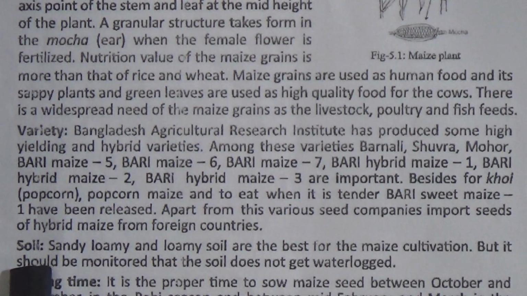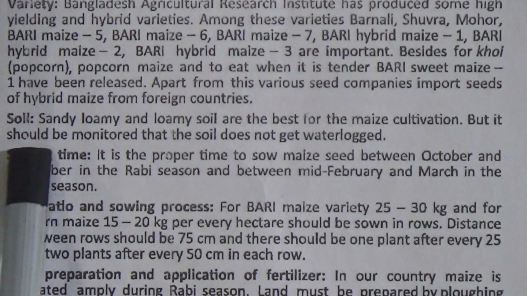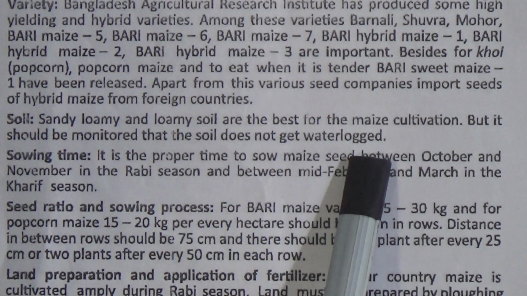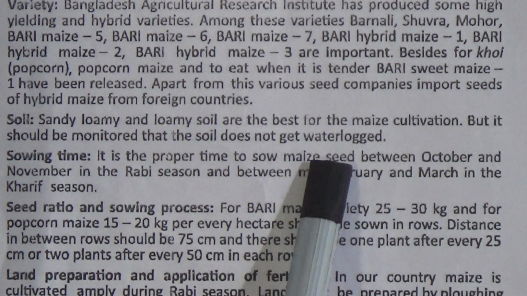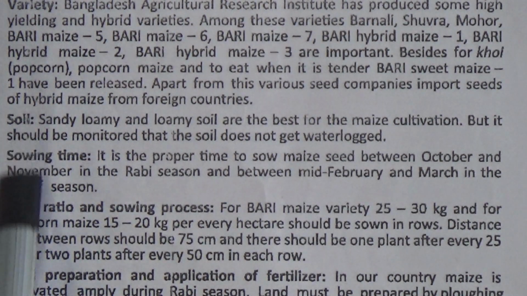Now the soil. Sandy, loamy and clay loamy soil are the best for the maize cultivation, but it should be monitored that the soil does not get waterlogged. We have to be so careful that the water can't be waterlogged. If the water becomes waterlogged, in that case the maize won't grow well.